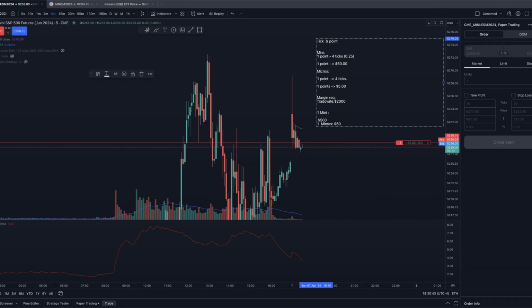So let's say you do the same with one micro contract, which means you just need to have $50 in your buying power to open one contract. Let's say you open one contract of micro instead of spending $500 and opening one contract in mini. You just need to have $50 in your buying power. So you can purchase multiple contracts at the same time with way less risk and make a decent amount of money as well.